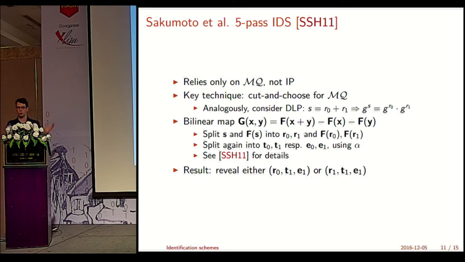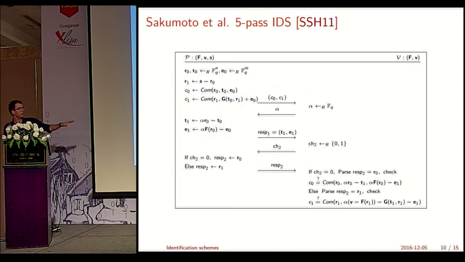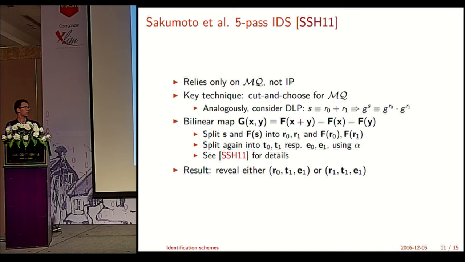And what Sakamoto et al. did for this IDS, they showed that you can take this MQ problem and split it into parts, split the secret into parts, and then, using a bilinear function that I won't go into detail here, this allows them to split it in such a way that you can either reveal these three factors or the other three factors, which basically give you the responses of the prover here. And this shows that you can have some sort of proof where you're proving knowledge of either one half of the secret without revealing the other half, because the split is random and does not allow you to compute the other half of this secret S. I won't go into detail on this any further, but that's the general idea.